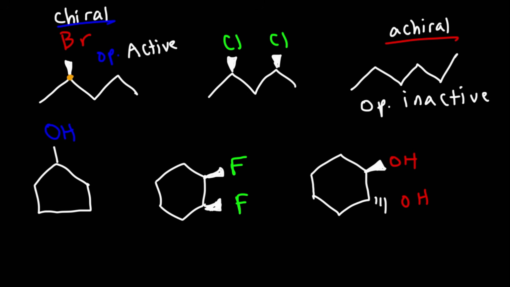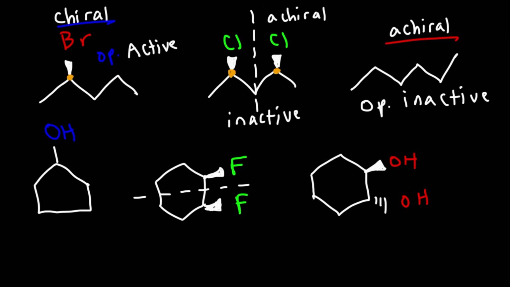Now, when you have 2 chiral centers, like this one, you need to look at symmetry. If there is a plane of symmetry, what you have is a meso compound, and so it's going to be achiral, which means it's optically inactive. Here's another example. Here we have a molecule with 2 chiral centers, and there's a plane of symmetry. So this molecule is going to be achiral, and it shows no optical activity.